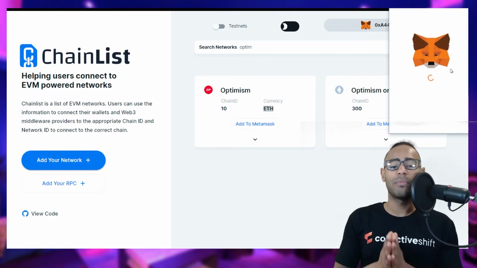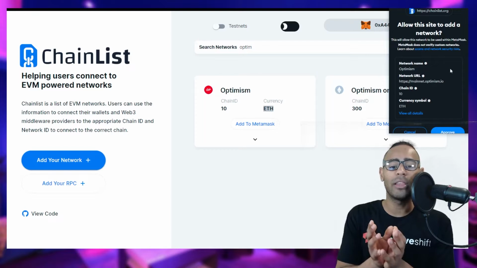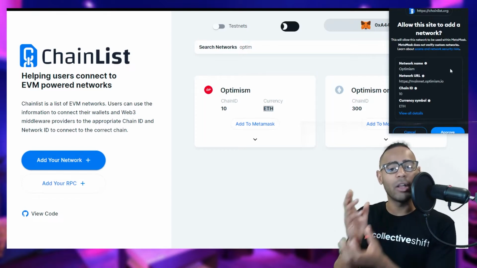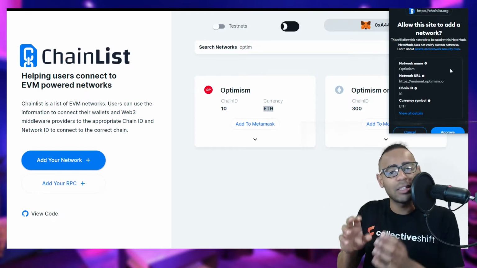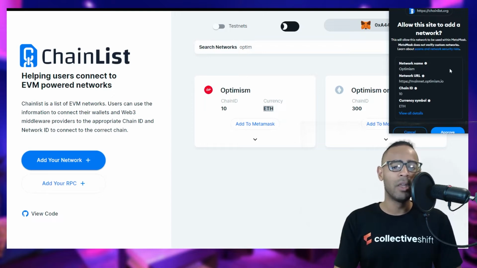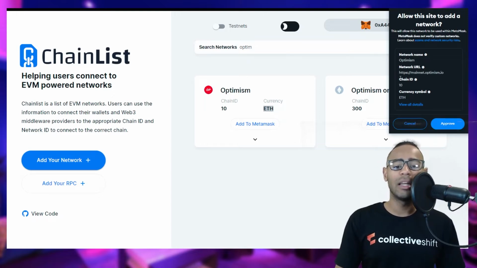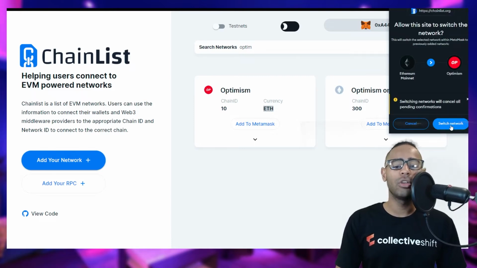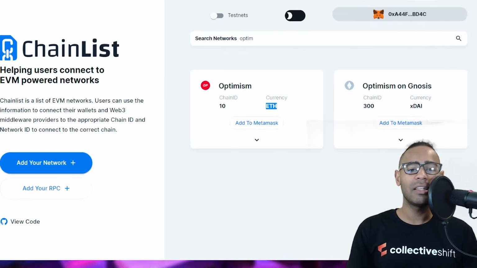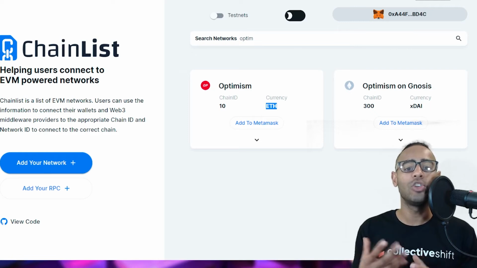What this does is basically tell the MetaMask wallet that this is the new chain that I'm adding onto my MetaMask. I want to transact on that chain later on. So just click approve here. Make sure it does say Optimism, chain ID number 10, and the currency symbol is Ethereum. Go ahead and click approve and make sure you switch to that network in Optimism. There we go. And so now, basically, you now have Optimism added to your MetaMask wallet.